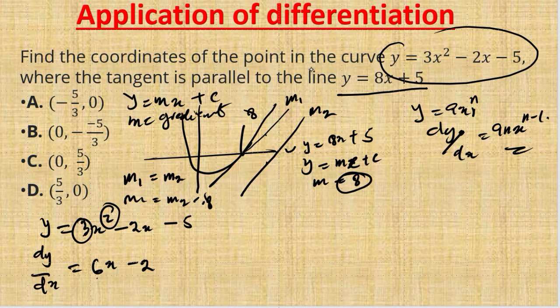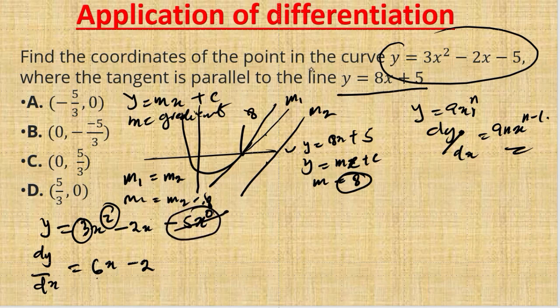Same thing applied to 2x raised to power 1. 2 times 1 here is 2, and x raised to power 1 minus 1 is x raised to power 0. Anything raised to the power of 0 is 1. 1 times 2 remains 2. The 5 here is as good as 5 times x raised to power 0. 0 times 5 is 0. So I can forget about everything here.